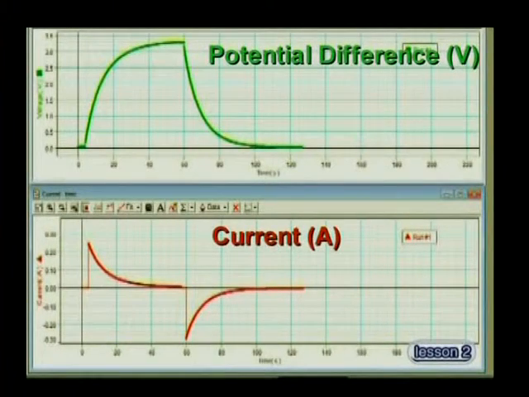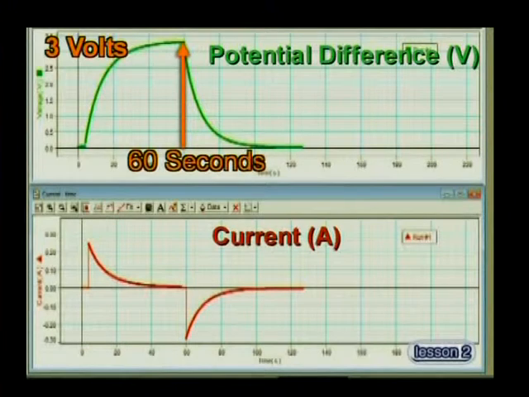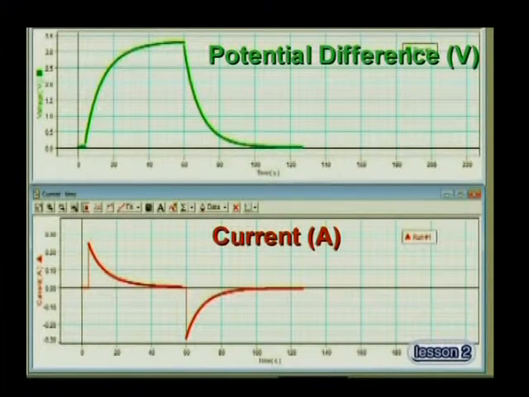The top graph shows that the potential difference across the capacitor started from 0 volts and increased with time until it reached a maximum of 3 volts after about 60 seconds. When the switch was opened, the potential difference remained constant but decreased rapidly when the switch was closed. The second graph shows that the current started with a maximum value and decreased while the capacitor was charging, but then increased when the capacitor discharged.